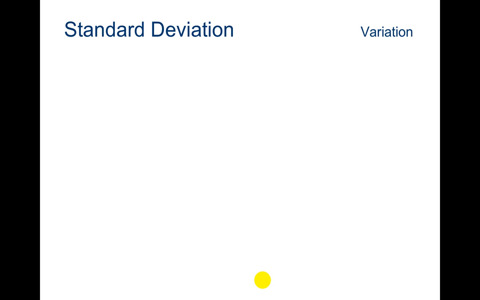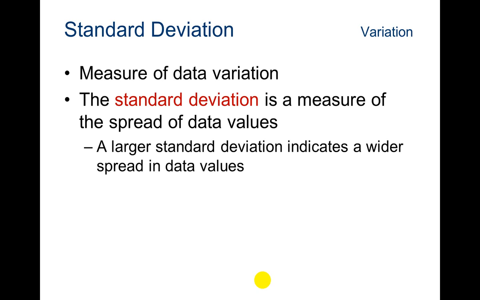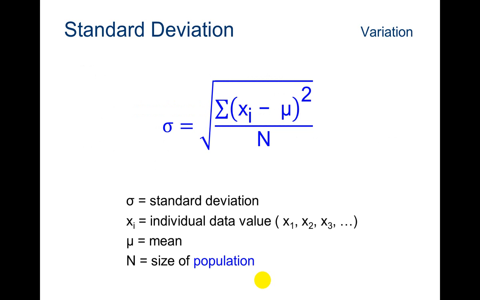Standard deviation is another measure of data variation. The standard deviation is a measure of the spread of data values. A larger standard deviation indicates a wider spread from the central tendency than a smaller value for standard deviation. Let's look at the formula for standard deviation. I know this looks very complicated and large and scary, but we're going to break it down into several small parts to make it a little bit more manageable.